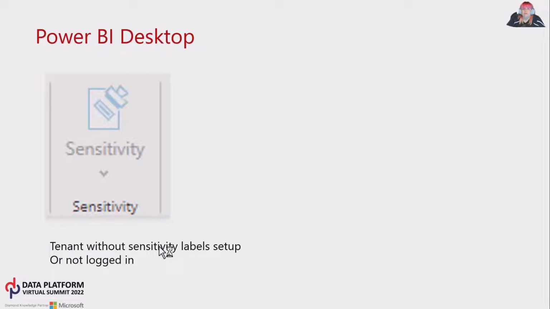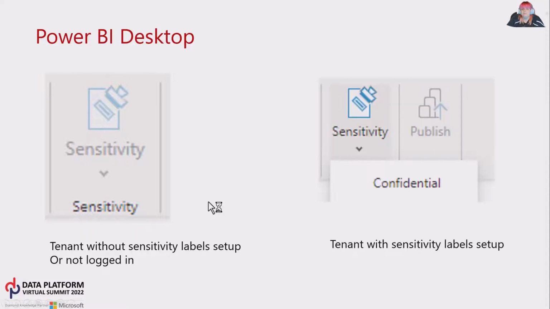So also be mindful if you are chopping and changing accounts, if you have multiple accounts for your organization, just check you're using the right account to get the right labels. Once I am signed in, I can see then that the button will be enabled, and I'll see what labels are available to my account, so I can go ahead and use those. So if we look at a Power BI Desktop file here, I've got a brand new report, I'm going to set it to confidential.